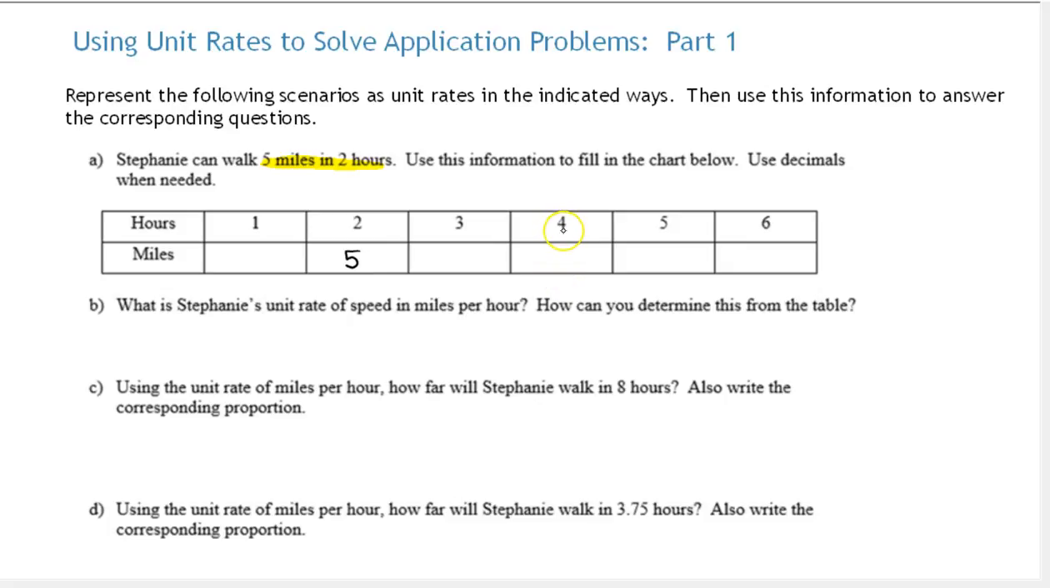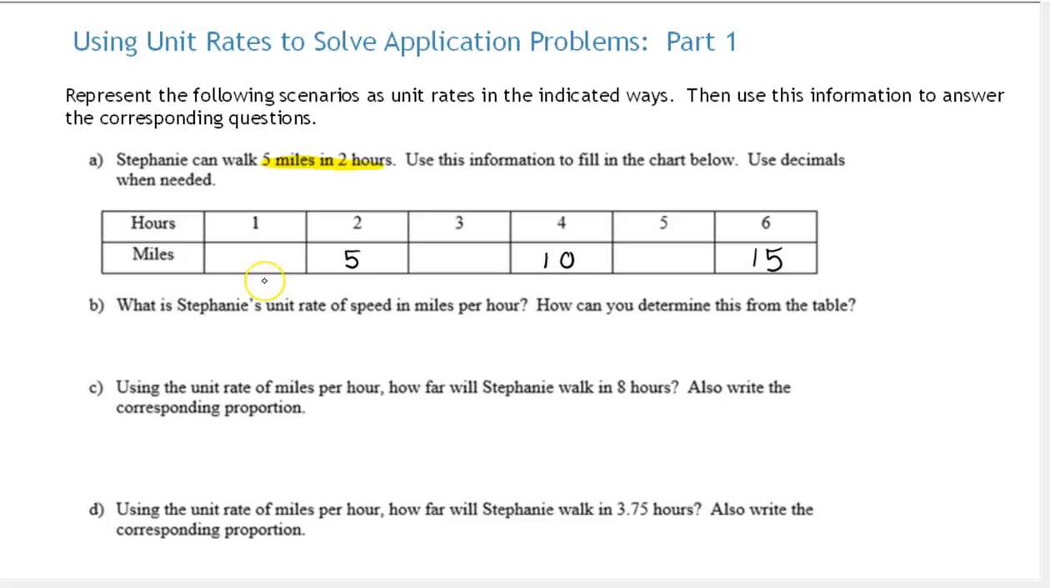So I'm looking at 4 hours. 4 hours is twice the amount of time as 2 hours, so she could walk twice the distance, which would be 10 miles. In 6 hours, well, we could think that's 2 hours more than 4 hours, so another 5 miles, which would be 15. Or you could think that's 3 times 2 hours, so 3 times 5 miles, which is 15.